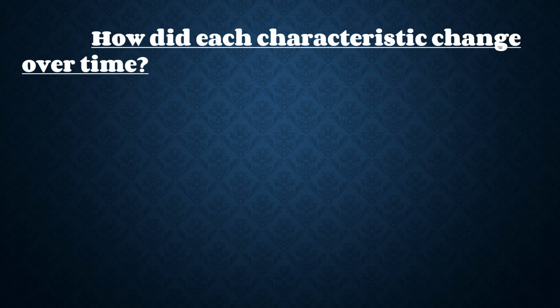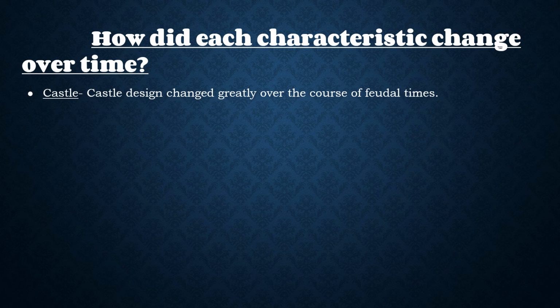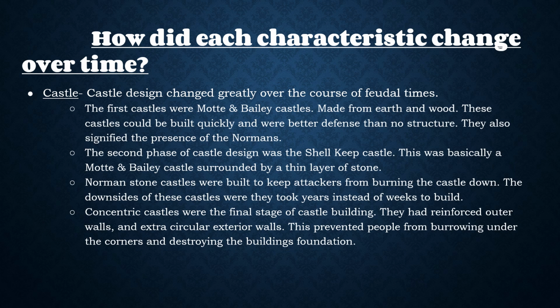After understanding the characteristics of feudalism, let's see how they changed over time. The castle. Castle design changed greatly over the course of feudal times. The first castles were motte and bailey castles, made from earth and wood near the end of the 5th century. These castles could be built quickly and were better defense than no structure. They also signified the presence of the Normans.